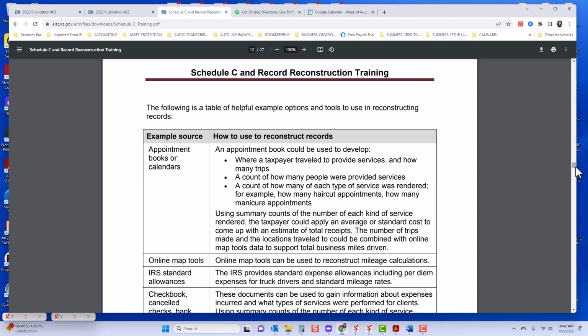So the first screen that you see is a reconstruction training that the IRS has for paid tax preparers, but you also can use this book or this training, this PDF, to reconstruct your own records.